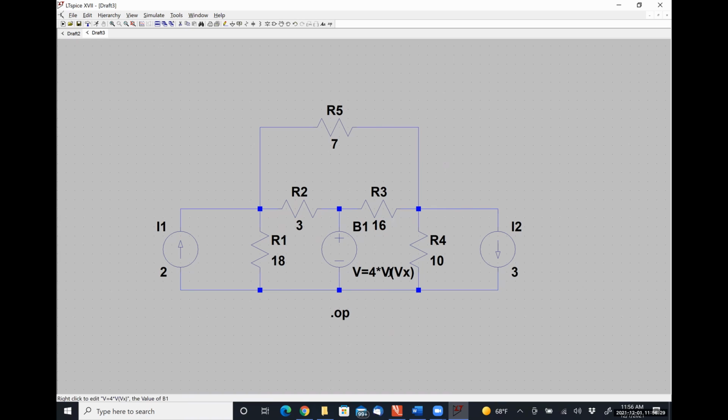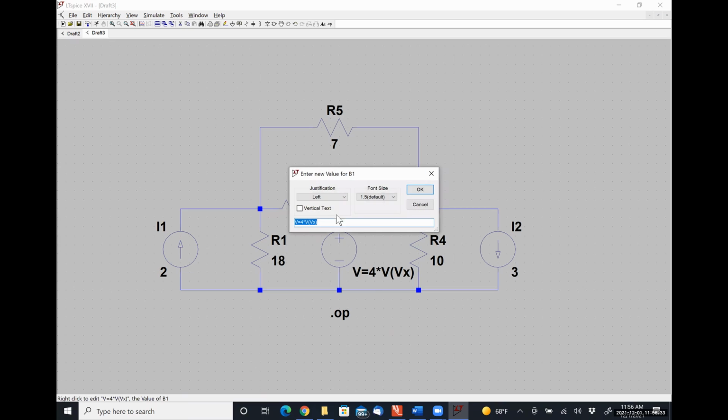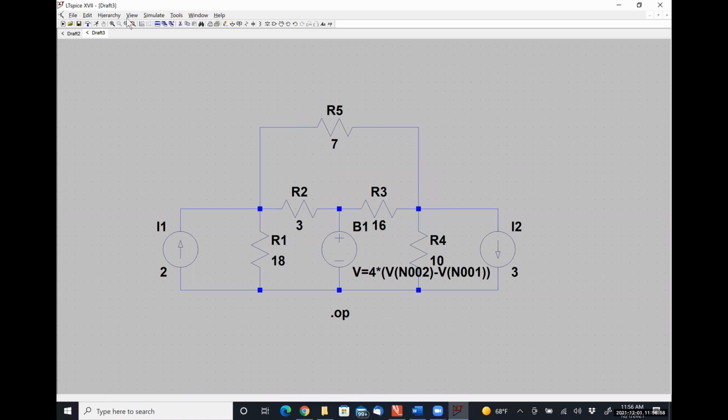if we right click in here, I'm going to change this text to say VN002 minus VN001. I'm redefining what VX is in terms of the nodes that were already assigned by LTspice. Press OK.